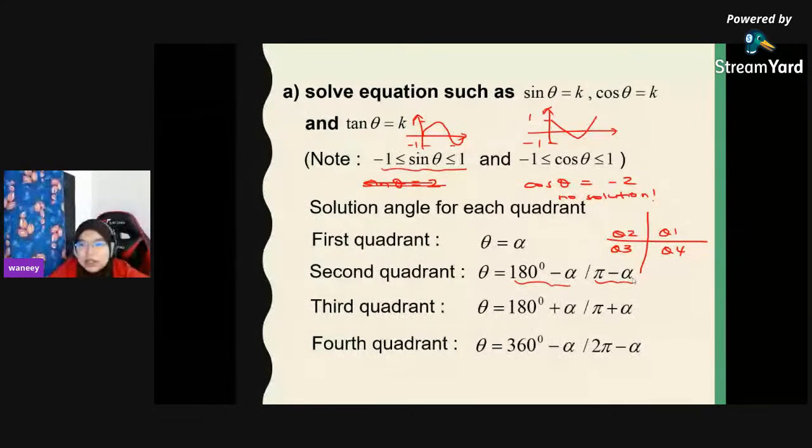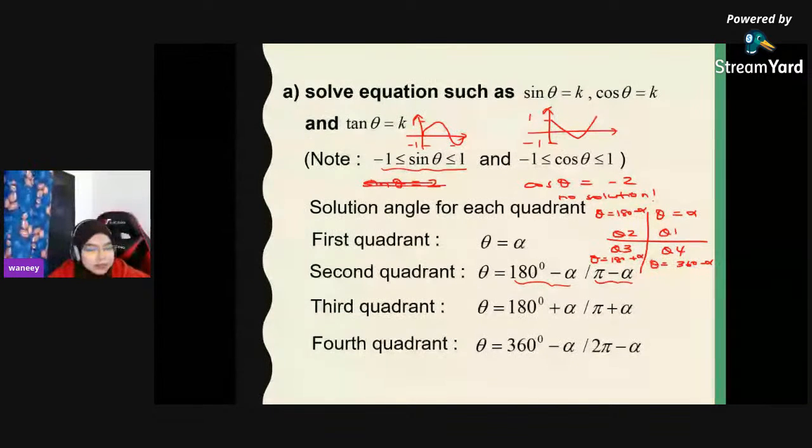So this one is theta equal to alpha. Theta equal to 180 minus alpha. Theta equal to 180 plus alpha. And this is theta equal to 360 minus alpha. Perhaps you should write this down first before we start with the next example. I'll give you around 10 seconds to write down the note. Do make sure to write this in your note.